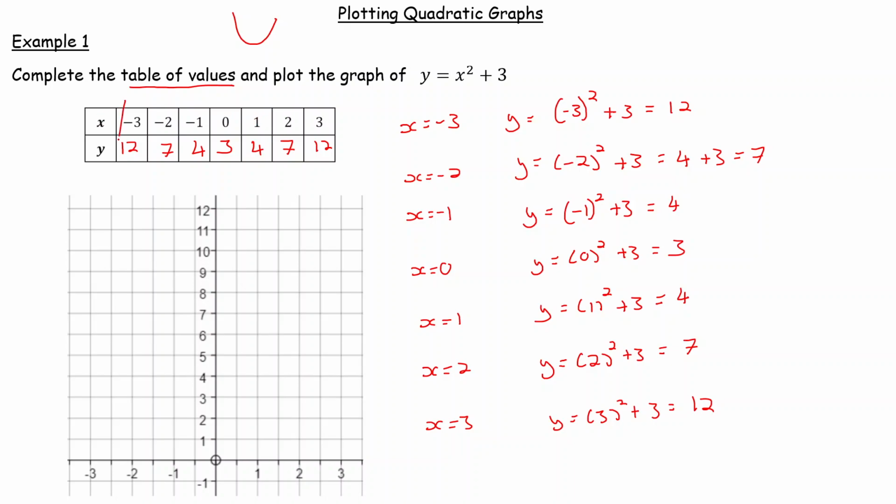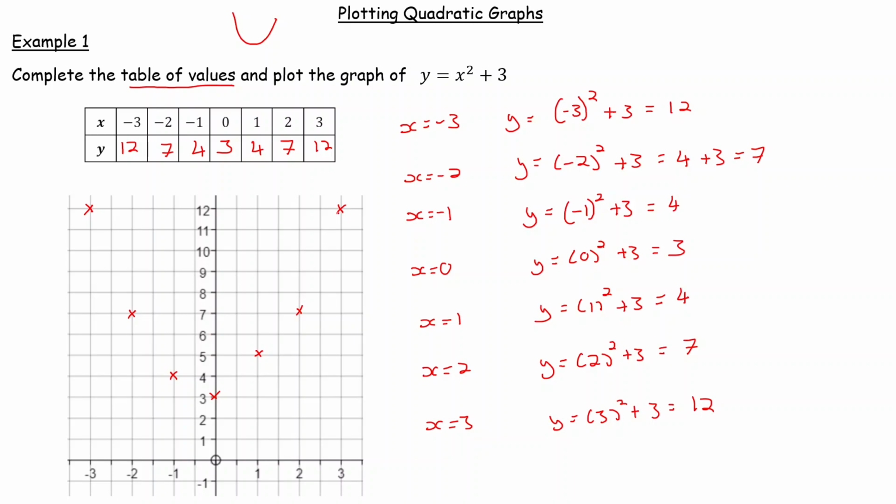So these points here are the x and y coordinates. Let's go and plot it. So the first one is when x is minus 3, y is 12. So minus 3, and we get 12 up here. Okay, then we've got minus 2 and 7. So minus 2 across and 7 up. Minus 1 and 4. 0, 3, which is here. 1, 4. 2, 7. And then 3 and 12.